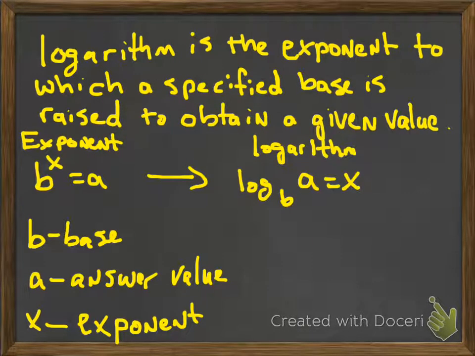So a logarithm is basically the exponent to which a specified base is raised to obtain a given value. We're used to seeing an exponential function, say b to the x power is equal to some number a. Well, a logarithm would rewrite that as log base b, notice how the base is down now, a little bitty number down below, of a is equal to x, where the answer on a logarithm is the exponent that would give you a certain thing. And you can see that the b is the base, a is the answer value, and x is the exponent.